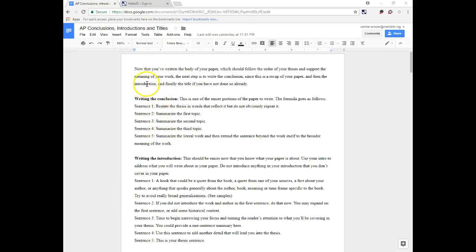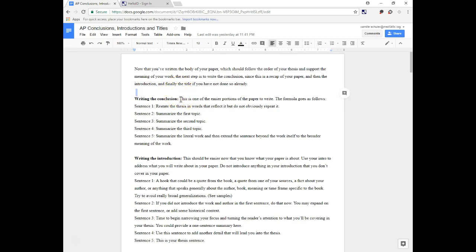Hey, so now that you've written the body of your paper, which hopefully follows the order of your thesis and supports the meaning of your work, the next step for you is to write the conclusion. And the conclusion is going to recap your paper. After you write your conclusion, then you write your introduction, and then finally the title if you haven't already done so. All right, this is how you write the conclusion.